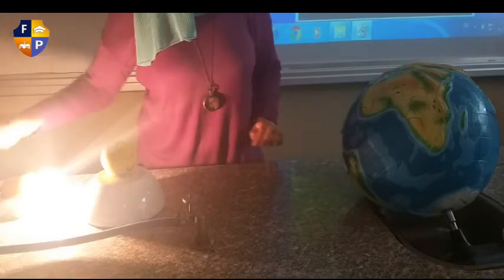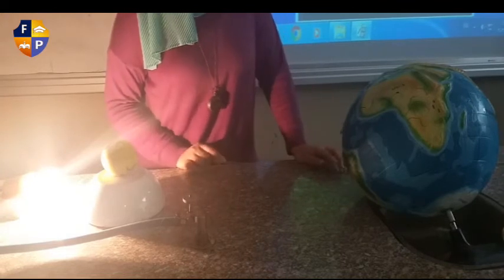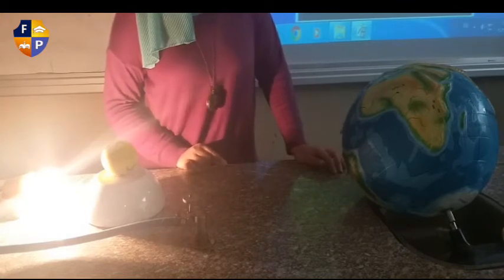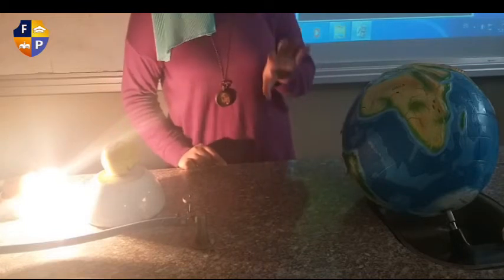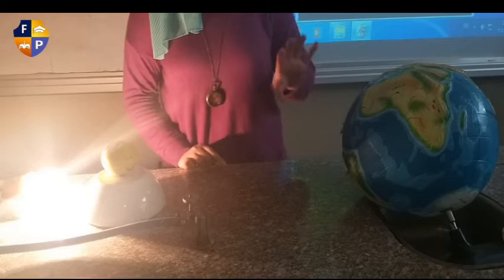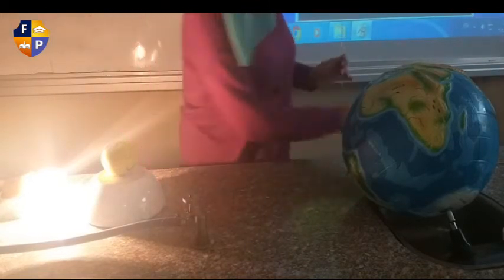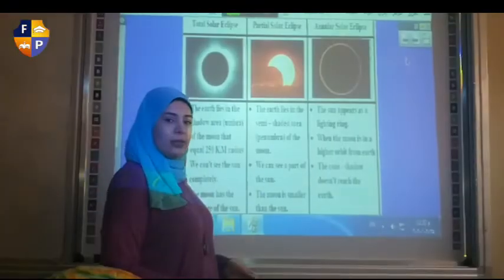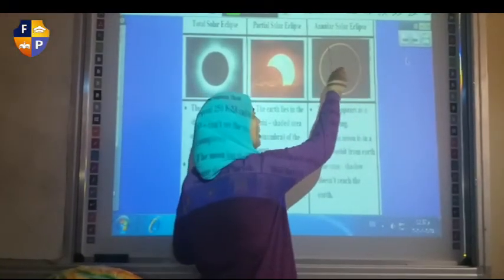This type of shadow that is formed, we call it anti-umbra. We call it what? Anti-umbra. And anyone in this area or this region can see the light, or can see the sun, as a lighted ring, as this. Here is a lighted ring which is formed in an annular solar eclipse.